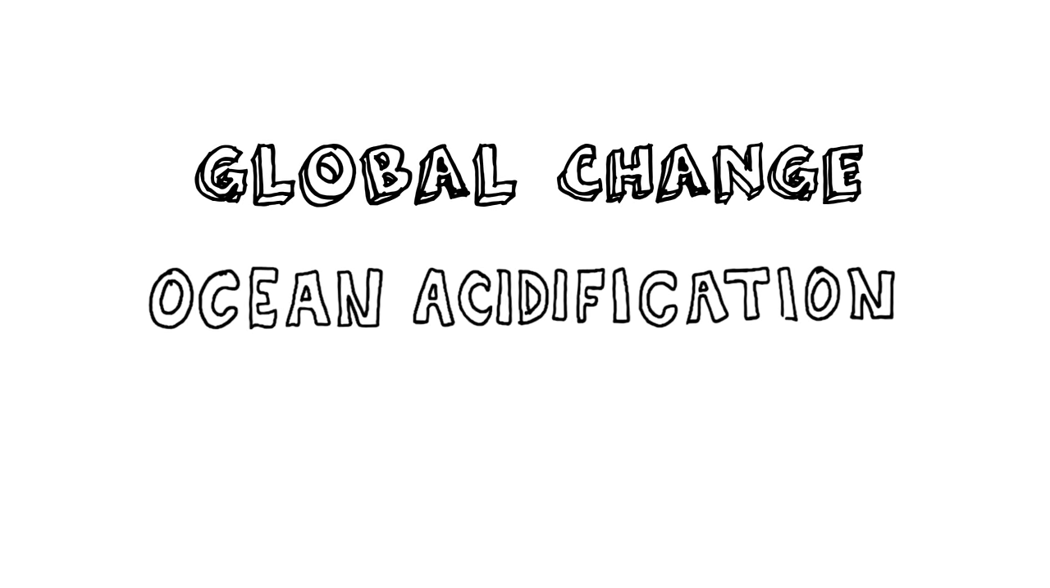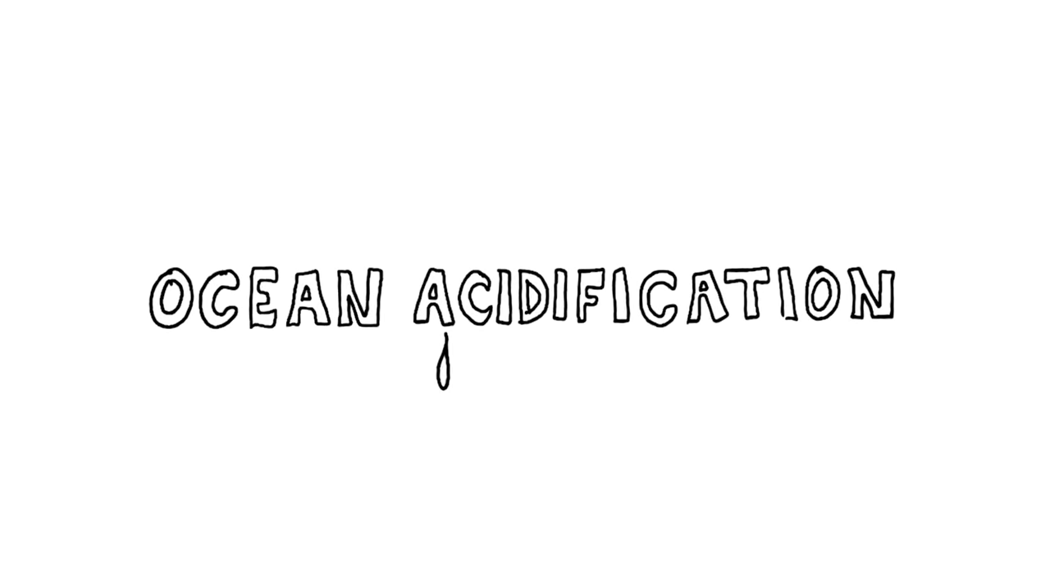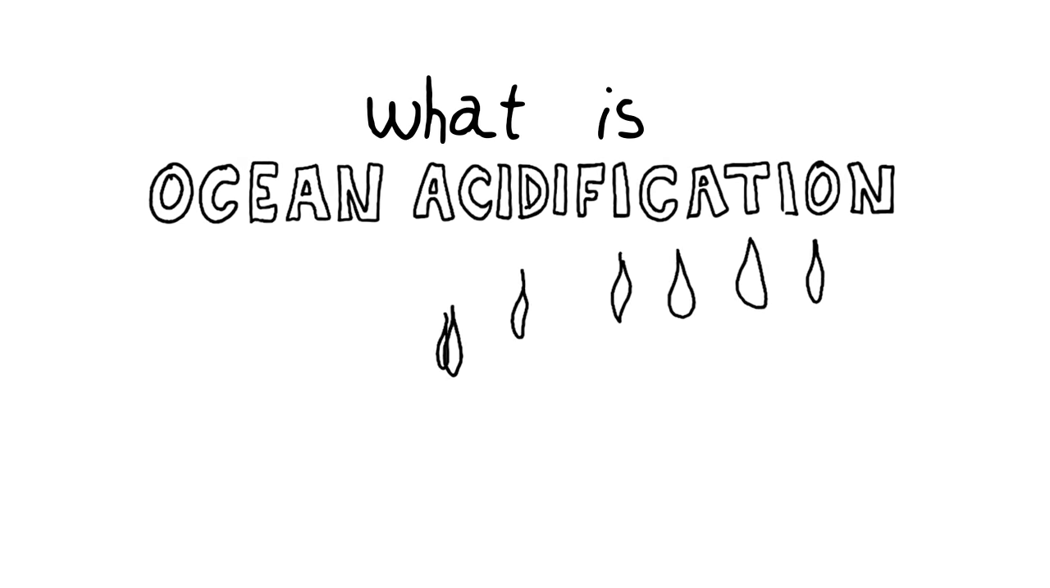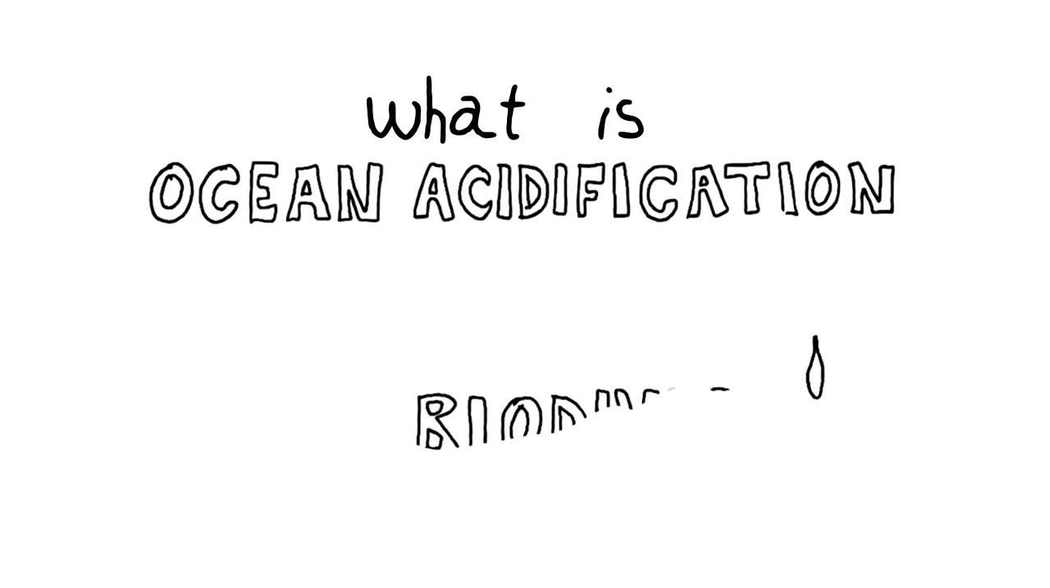Instead of global warming, these days we talk about global change, and ocean acidification kind of worked its way into the fabric of this change, making it possible for us to look at the problem of global change in a more expansive way than the more simplistic idea of global warming. But what is ocean acidification? And how exactly does it affect our topic of interest, biodiversity?